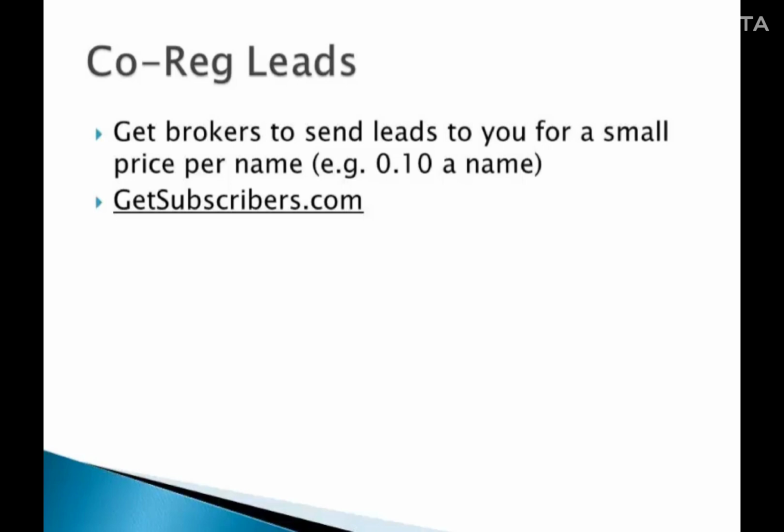Another method you can do is co-registration leads, or co-reg leads in short. Co-reg leads are like this. You get email brokers to send leads to you for a small price per name that can range from 10 cents a name and so on. Each time a broker sends you a subscriber, you pay a small amount. As such, if the person sends you 100 names at the cost of 10 cents each, you pay a total of $10. The prices may differ, but the good thing about this method is that when you get reliable email brokers, you can have them refer targeted traffic to you, and you can acquire targeted subscribers for a nominal fee.